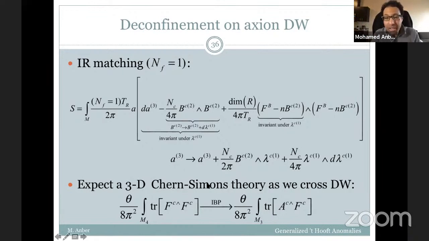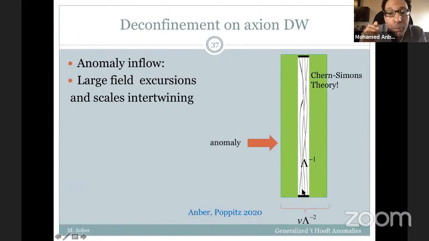And I can argue for the Chern-Simons theory by thinking of a four-dimensional manifold as having a boundary, and the boundary is our domain wall. Now we can integrate by parts to find that there is a Chern-Simons theory that lives on the domain wall. So in order to match the anomaly, we propose that there has to be, again, a Chern-Simons theory that lives at the core of the domain wall. And this is necessary in order to match the BCF anomaly.